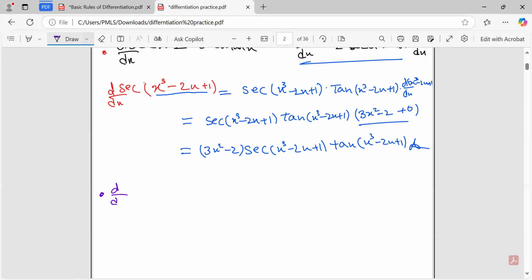And the last one is the reciprocal of tan, that is cot x. So this will be equal to minus cosecant square x.